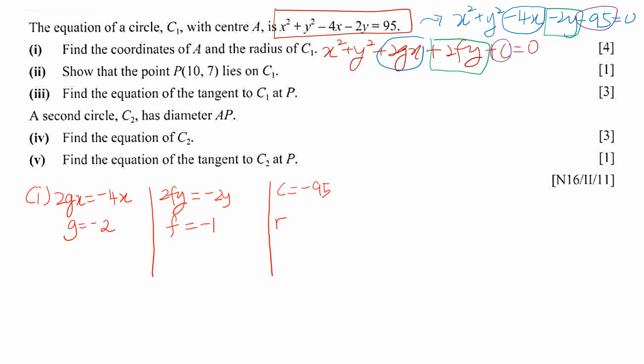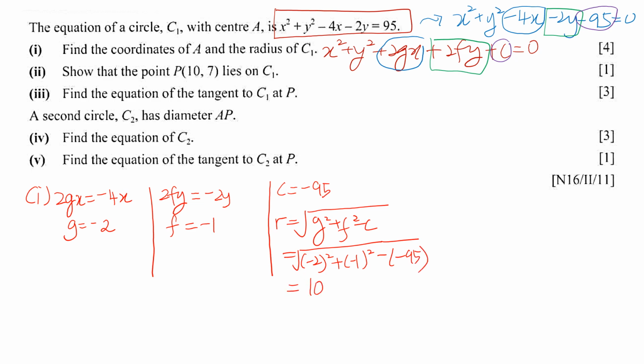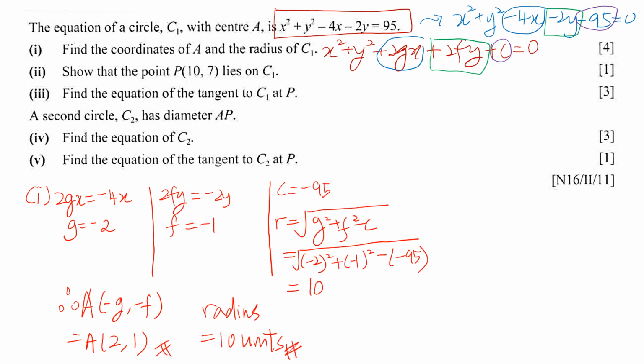From there I can find my radius, which is the square root of g squared plus f squared minus c. If you use your calculator to work this out, that is equal to 10 units. So therefore, the center of the circle A is (negative g, negative f), which is (2, 1), and the radius is equal to 10 units. Alright, so this is how you do part 1.